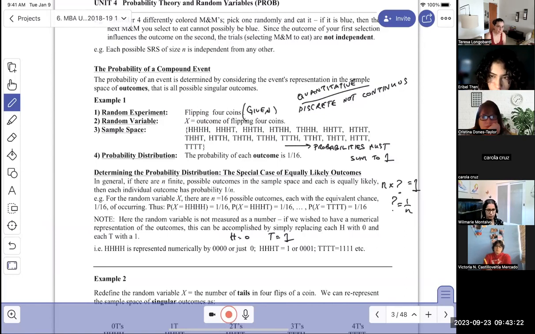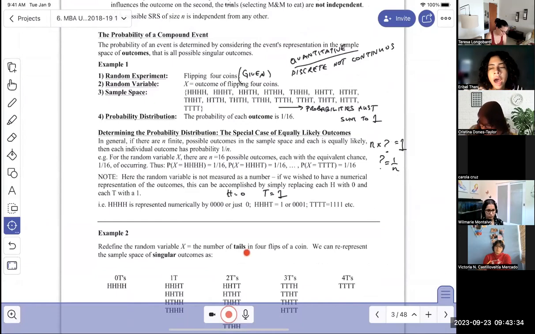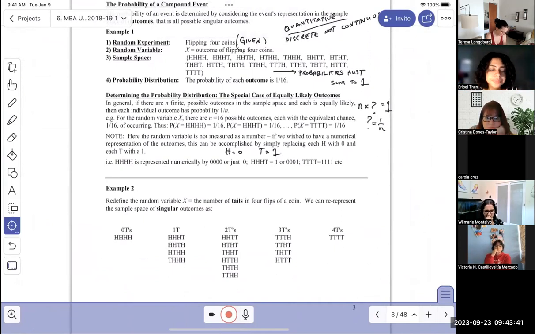Okay. So I'm going to make this a little clearer. Let's define X instead of just the outcomes that we've illustrated here. Let's define X as the number of tails in 4 flips of a coin. So now I'm going to group my outcomes together, and I have a new variable. So this one looks like 0 tails. This one are all the ways I can see 1 tail, all the ways I can see 2 tails, all the ways I can see 3 tails, and all the ways I can see 4 tails.